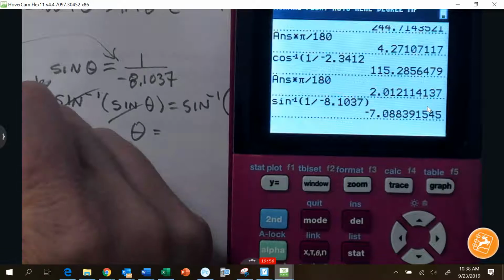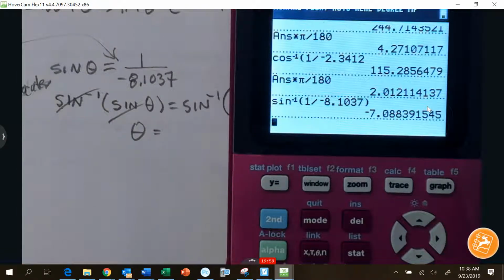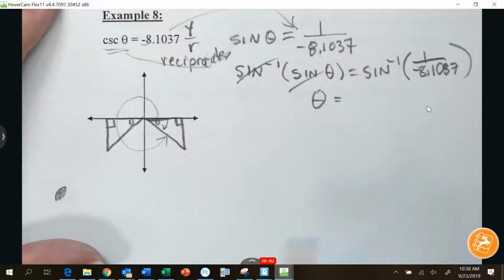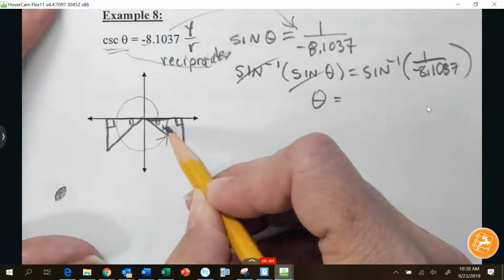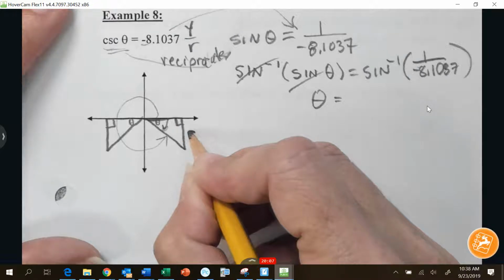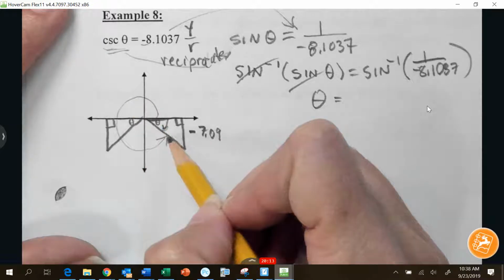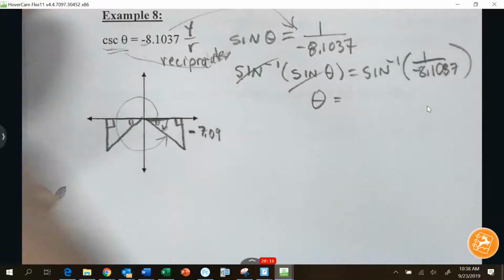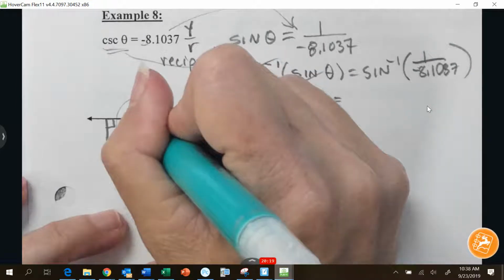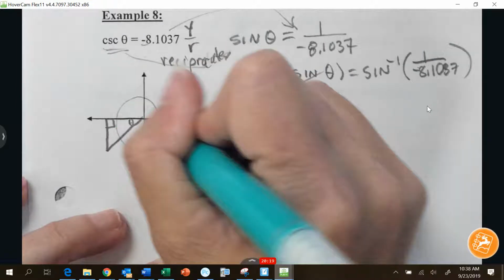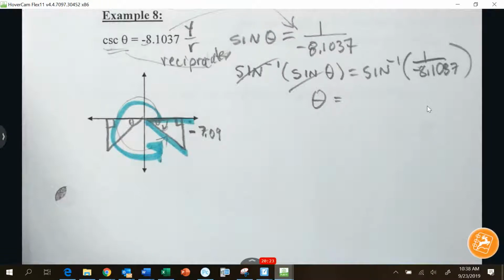So my answer would be what? Oh, I'm sorry. So my answer is not just down 7.09. That's not my answer. We have to go all the way around the other side to get the answer. So what can you tell me for sure about this angle that I'm trying to find? Something obvious. It's in the fourth quadrant. I'm going to subtract from 360, and this is going to be a number that's quite close to 360, isn't it? It's going to be almost a full circle.